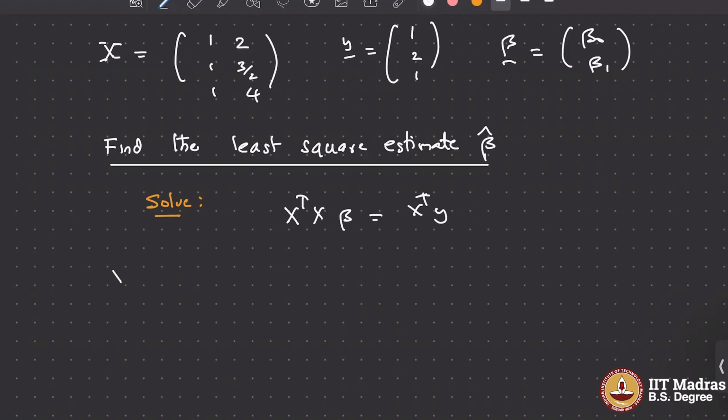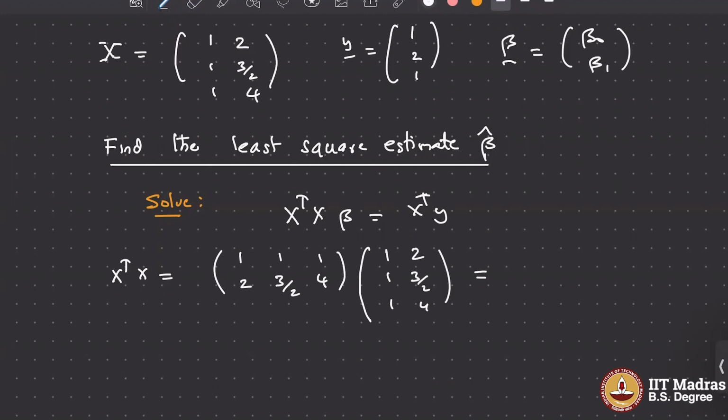X transpose looks like what now? It has 2 rows, so it's 1, 1, 1, right? That's the first row. The bottom row looks like 2, 3 halves, and 4. And X is the matrix with columns 1, 1, 1 and 2, 3 halves, 4. If you do the multiplication, what will you get? The first entry is 1 plus 1 plus 1, and that's 3.